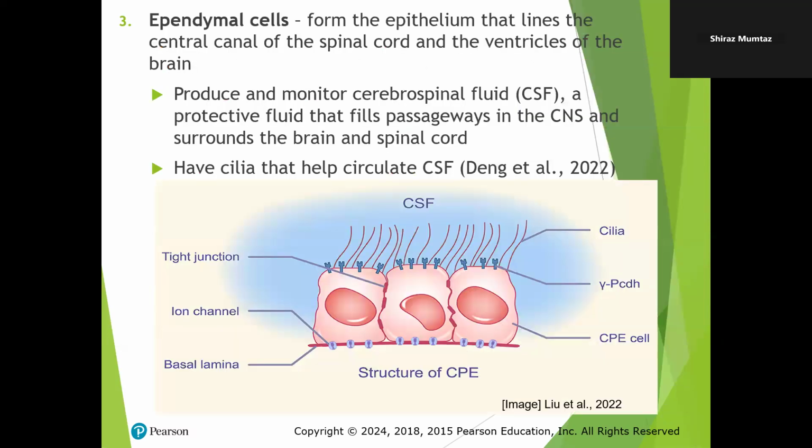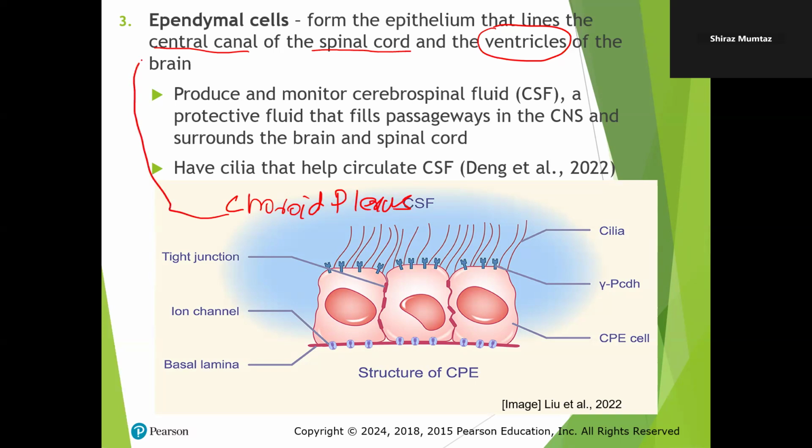Now come the ependymal cells. These are part of the ventricle system within the central nervous system, which goes all the way toward the spinal cord. We have different kinds of ventricles, and the ventricle system is lined by a structure called the choroid plexus. The choroid plexus is lined by cells called ependymal cells. These are the ependymal cells, as you can see right here.